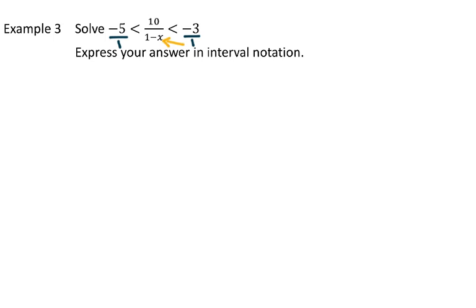So on the left, -5 over 1 reciprocates into 1 over -5. We flip the direction of the inequality. 10 over 1 minus x flips into 1 minus x over 10. The other inequality also flips, and we end up with 1 over -3.